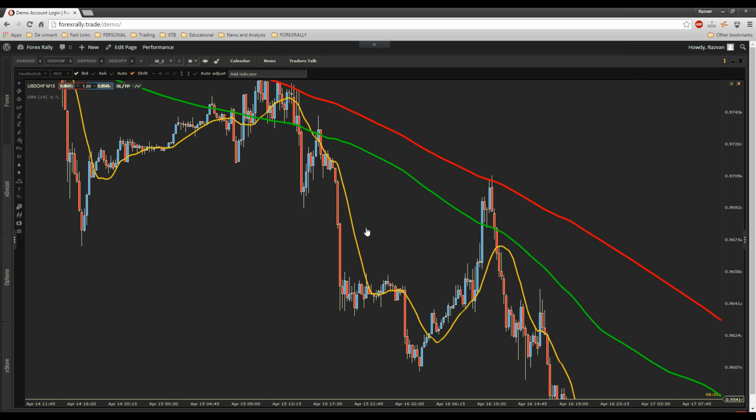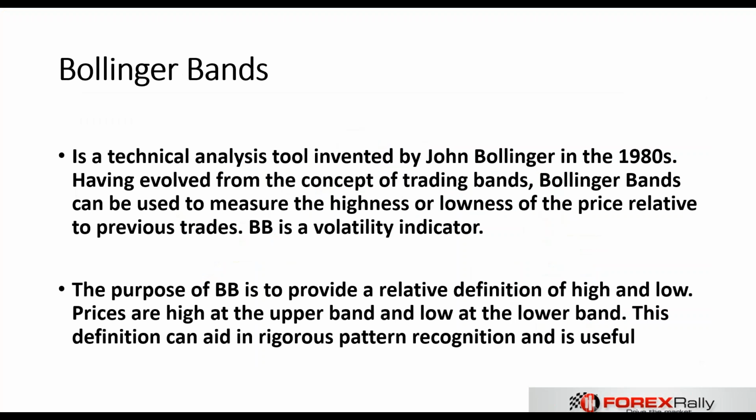Now, let's go on and talk about Bollinger Bands. I wrote here the definitions of Bollinger Bands. Bollinger Band is actually a technical analysis tool invented by John Bollinger somewhere around the 80s and evolved pretty much from that point. The idea of Bollinger Bands is that it can be used to measure the highness or lowness of the price relative to previous trades. It is also known to be a volatility indicator, and its purpose is to provide a relative definition of high and low.